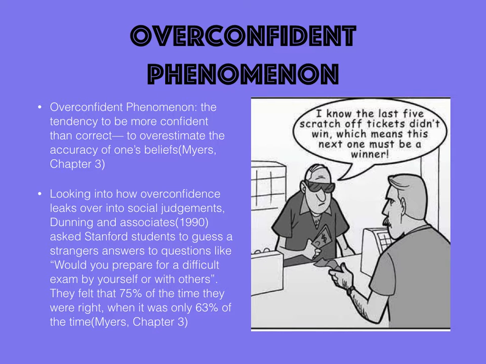The overconfident phenomenon. The overconfident phenomenon is the tendency to be more confident than correct, to overestimate the accuracy of one's beliefs. Looking into how overconfidence leaks into our social judgment, Dunning and Associates asked Stanford students to guess a stranger's answers to questions like, would you prepare for a difficult exam by yourself or with others? They felt that 75% of the time they were right, when it was really only 63% of the time.